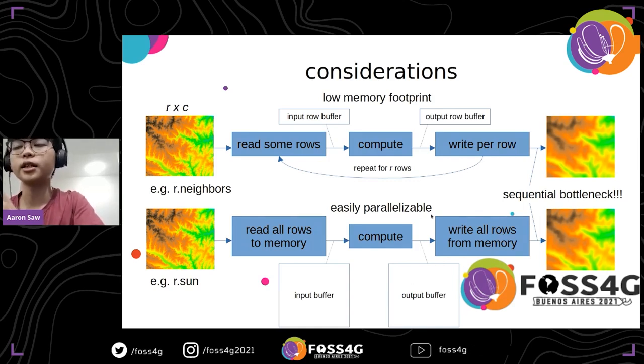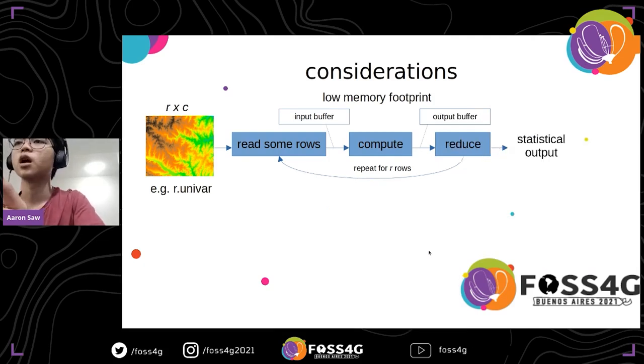But the key difference is that the first type will incur a very low memory footprint, almost negligible. But for the second type, if you have an uncompressed 16 gig raster file, you need about 30 plus gig of memory, which is a lot, right? Most of us probably have 16 gig of memory or RAM. And of course, the last type is just some statistical output, which is quite similar to the first one, with a very low memory footprint, like the module r.univar.